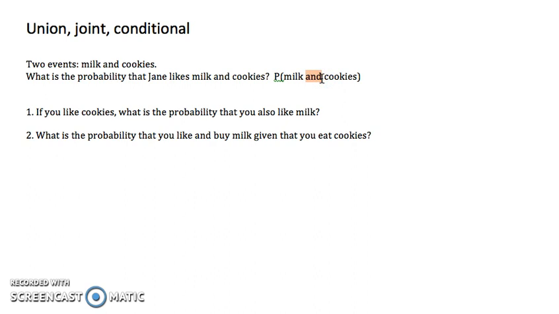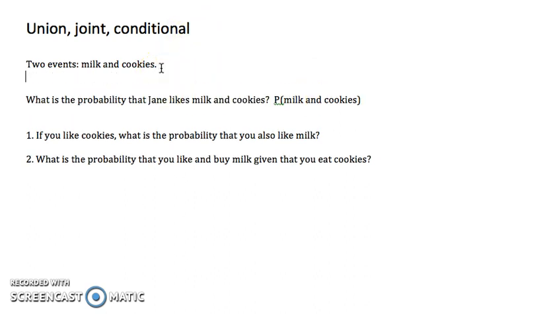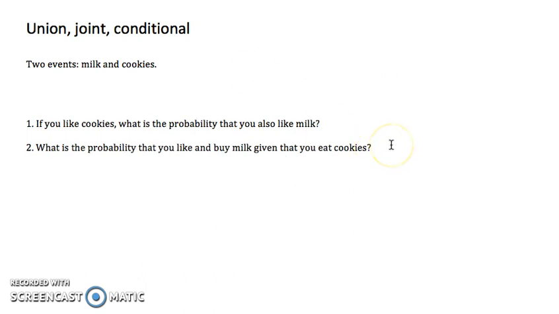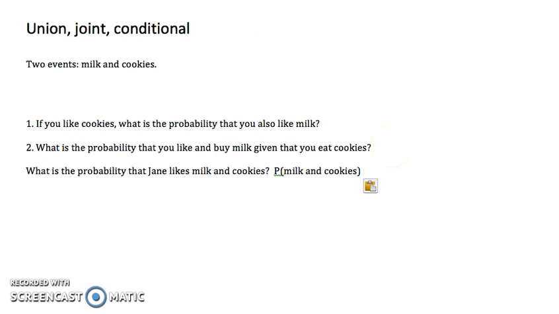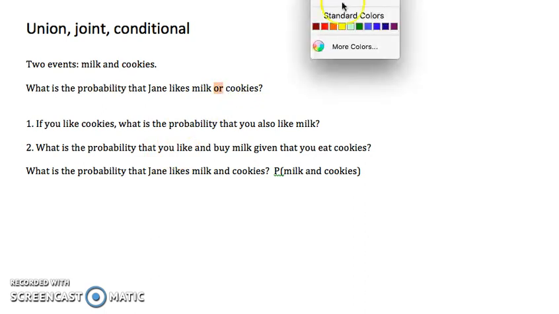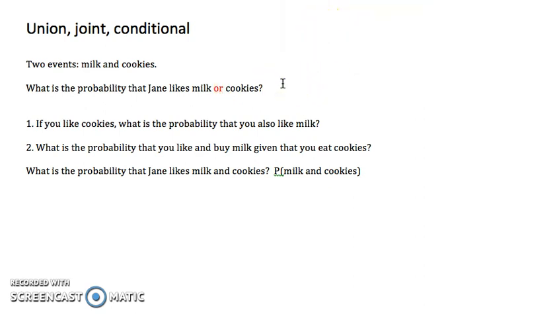Actually, you know what? Let me start with the union. There's a reason behind it. And the joint will be last. For the joint, we have to rearrange the formula. That's why I prefer to start with union. So what is the probability that Jane likes milk or cookies? The keyword for union is or. When we see or, we know it's union.